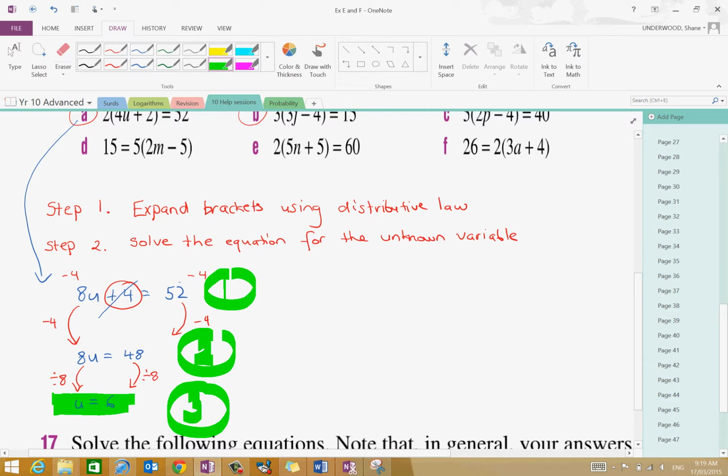If you just wrote the answer, you'd get 1 mark. Okay? So, that's that one. Are there any questions so far about that? Okay, let's do part B then.